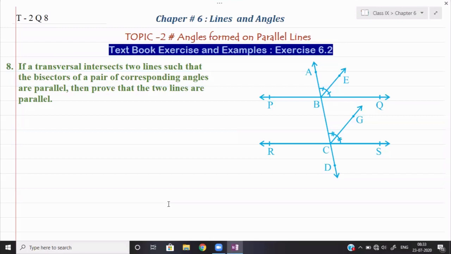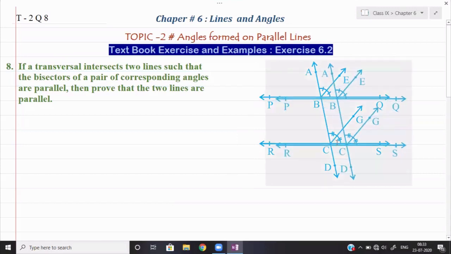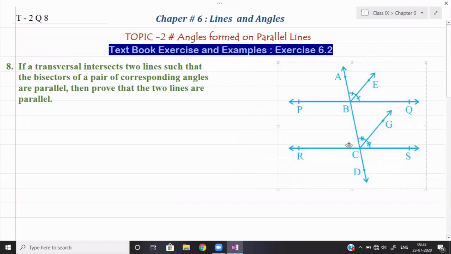First of all, see in the question what they are saying to us. They are saying if a transversal intersects two lines such that the bisectors of a pair of corresponding angles are parallel, then we have to prove that the two lines are also parallel. The two lines they are talking about are PQ and RS actually.